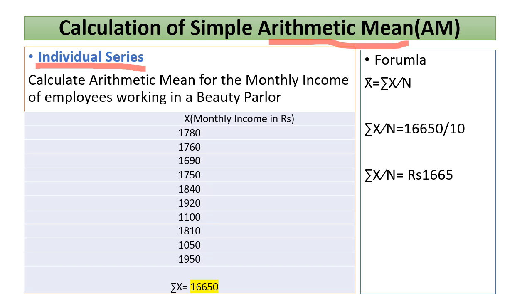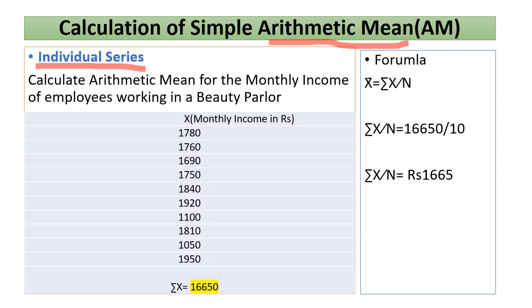In the caselet which I have taken up in this particular video, there is no value which is repeating itself. But let's say if there was a repetition of the monthly income earned by the employees working in a beauty parlor, let's say one more person was getting 1780, we would have put this 1780 once again. So in an individual series, no matter how many times the value is repeating, if let's say 5 people were getting 1780, we would have put 1780 five times.